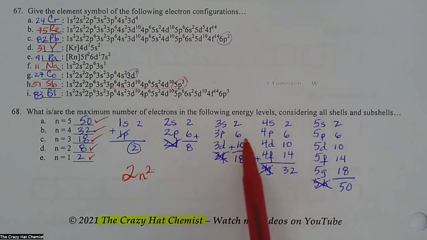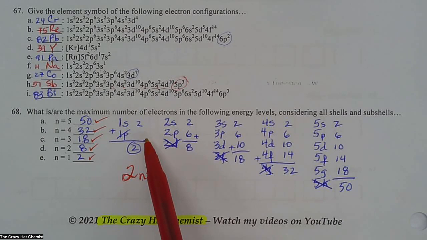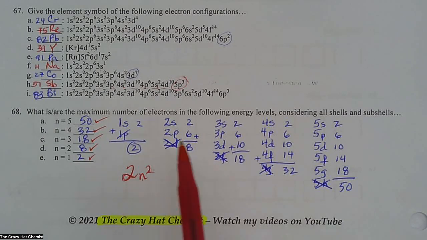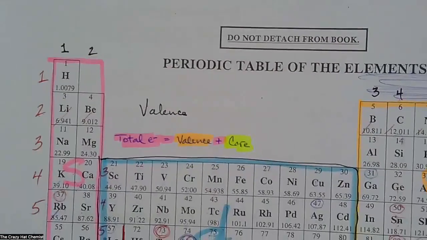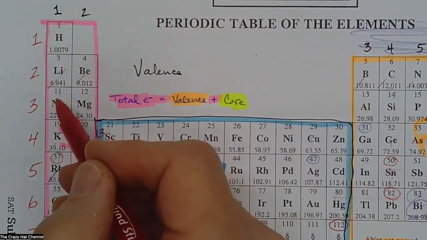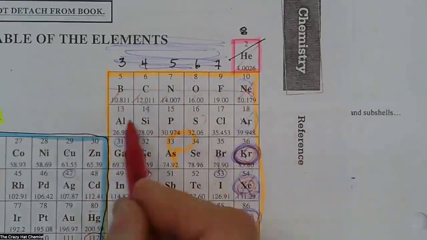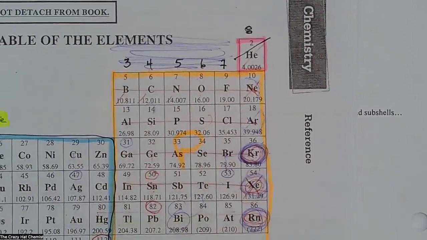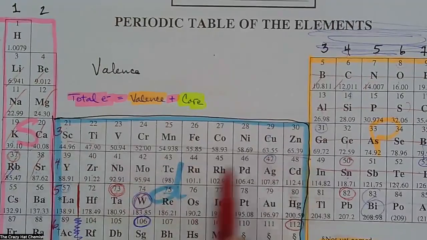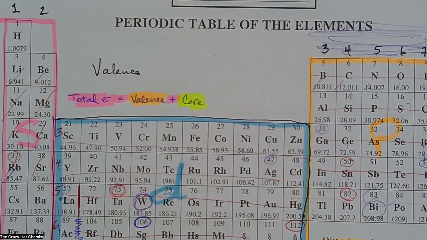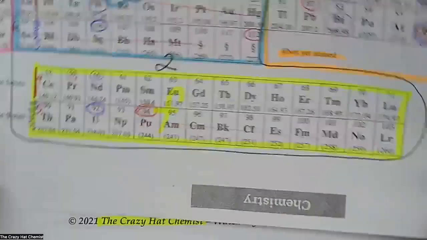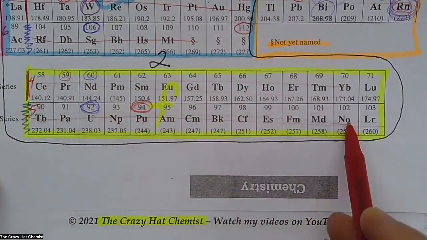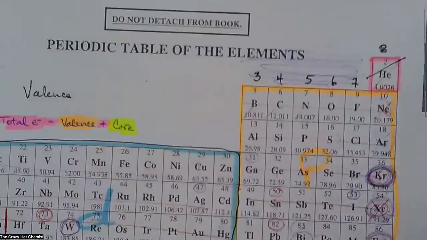If you have any questions as to how you get these numbers of electrons in these orbitals, here's another way of looking at it. How many electrons are in the s's? 2. How many in the p's? 6. How many in the d's? 10. Does that make sense? It should make sense. How many in the f's? 14.